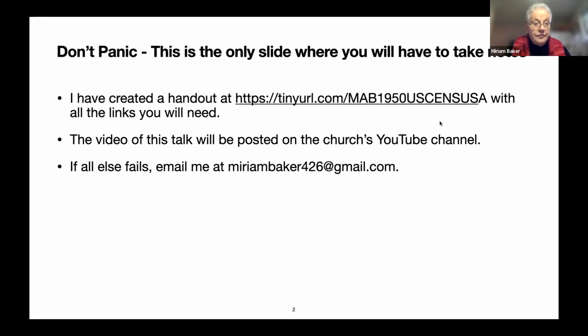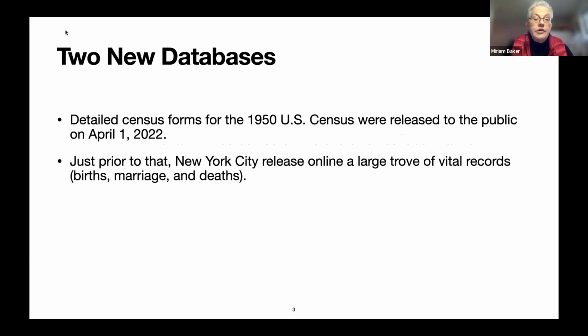So how do I? There are 2 new databases that became available recently. The 1950 census, the summary information has been available for decades. But what is new is that as of April 1st, the detailed information, the actual forms with the names of the people in each household and other information about them, became public on April 1st. So that is the first database I'll be talking about.